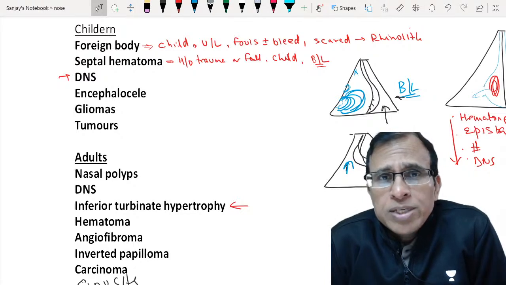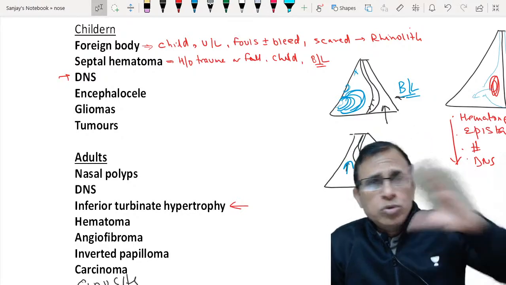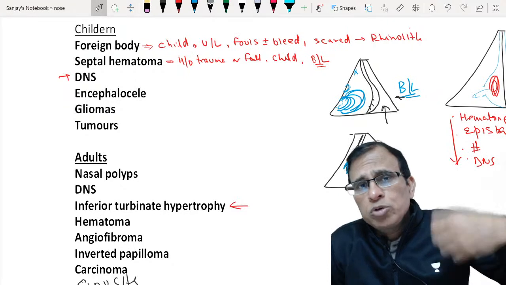A hematoma is never deep red. You can see a mucosa over it. You can make out there is a mucosa and there is a collection within the mucosa. So the mucosa is shining.